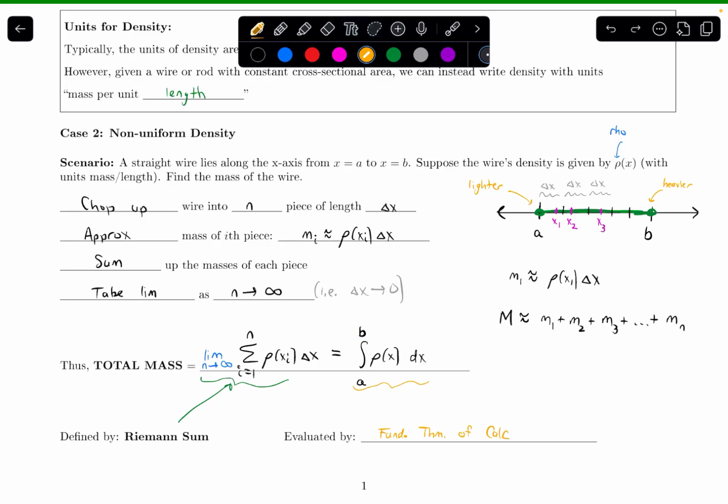So let's end this video. Let me highlight this formula, my formula for total mass. I'm just going to highlight the integral portion, because that's the part that we're going to be actually evaluating.